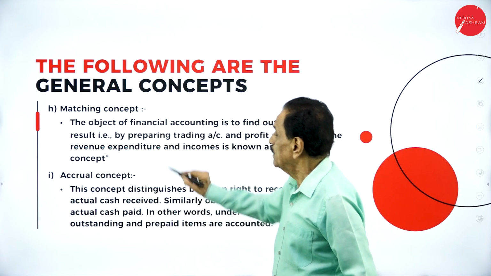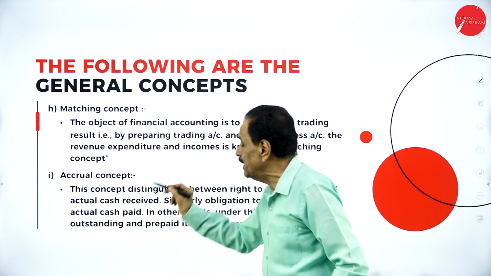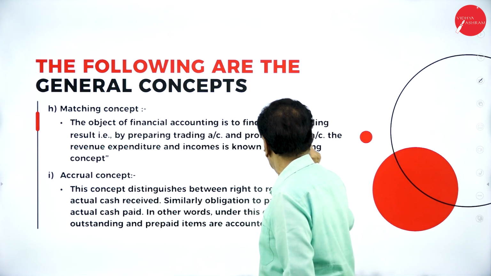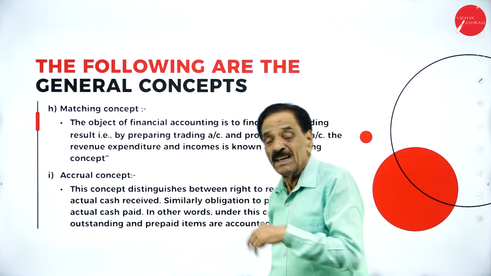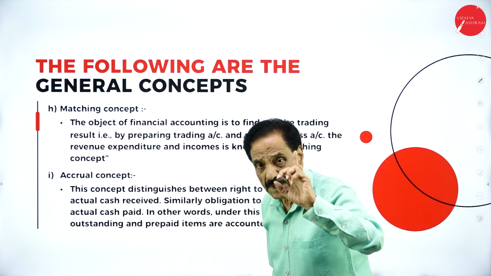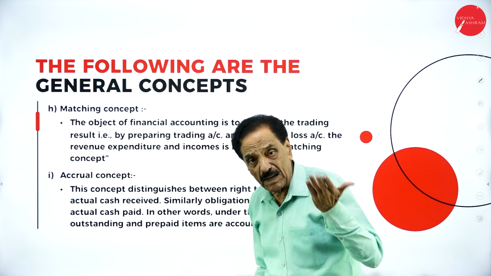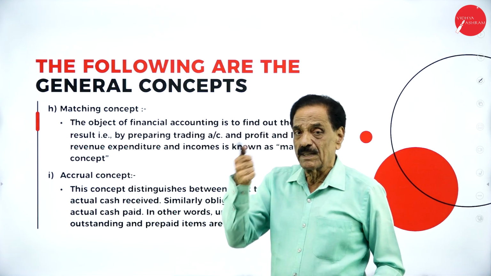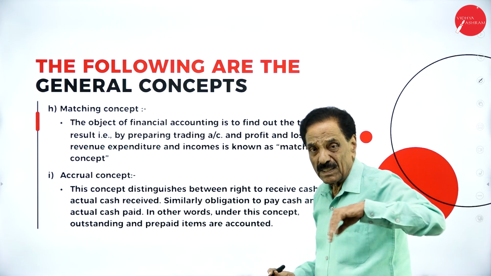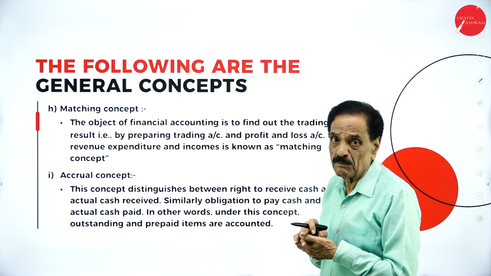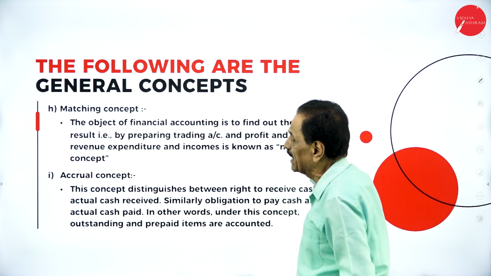Matching concept. The object of financial accounting is to find out the trading result by preparing the trading account and the profit and loss account. Revenue, expenditure and income are matched under the matching concept. One is the trading account, which gives the result of gross profit. Then we prepare the profit and loss account, which gives the net profit or net loss. We also prepare the income and expenditure account, whose difference may be surplus or deficit. That goes in favor of non-trading concerns, while the other goes in favor of trading concerns.